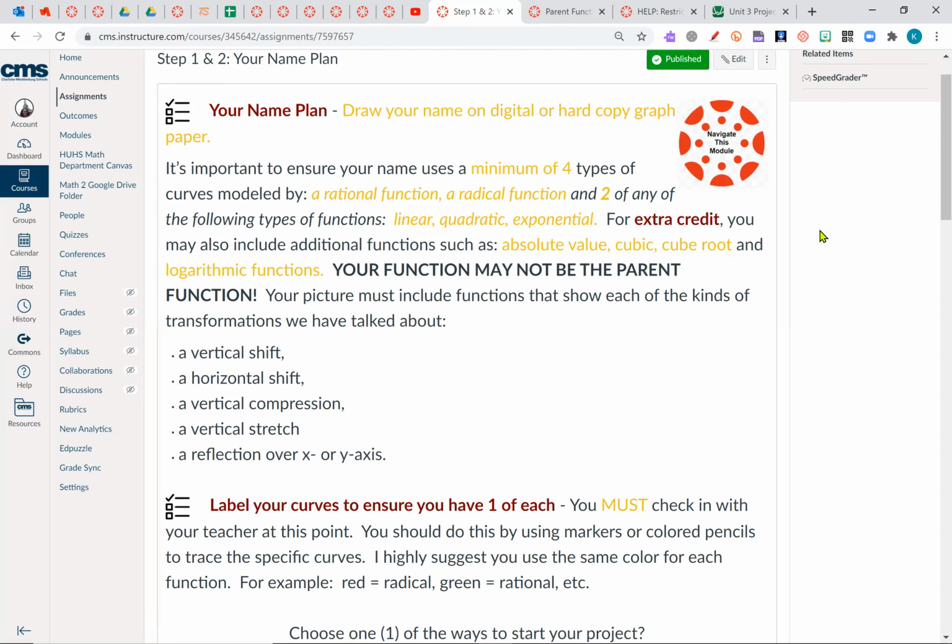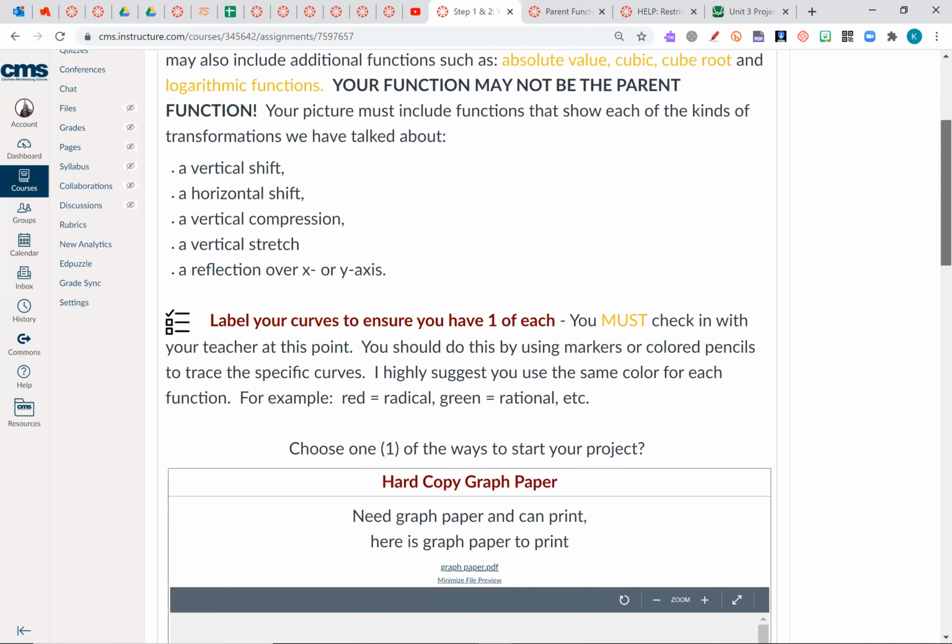So, like I was saying, for extra credit, you may also include additional functions such as absolute value, cubic, cube root, and logarithmic functions. Your functions may not be the parent function, so your graph must include the functions that show each of the kinds of transformations we talked about. So your functions have to show a vertical shift, a horizontal shift, a vertical compression, a vertical stretch, a reflection of X or Y. Any combination of those transformations, your functions must include one or more.